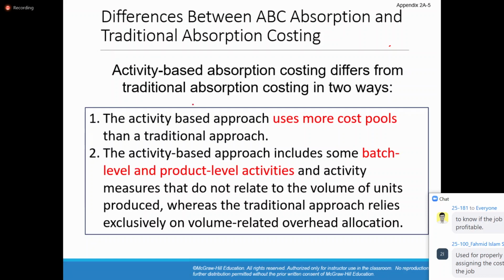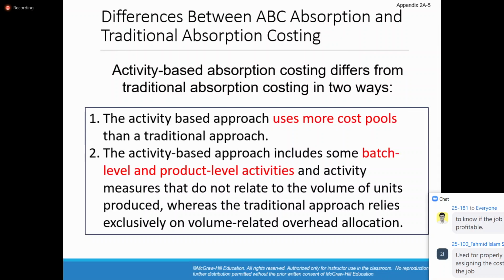You see, in a traditional approach, you take one cost pool, and you divide this number by the number of direct machine hours to be used or direct labor hours to be used. But here, for each activity, you are taking a separate bucket, and each separate bucket includes cost. So the straightforward understanding is that you are taking more cost pools in the activity-based absorption costing.